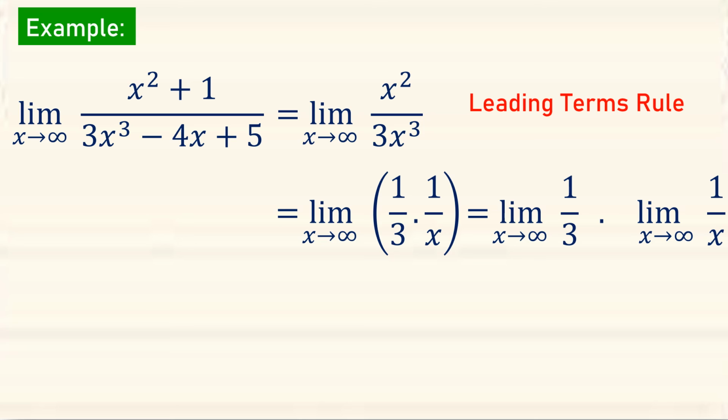We all know that the limit of a constant is equal to the constant, and the limit of 1 over x as x approaches infinity is equal to 0. So 1/3 times 0 is equal to 0.